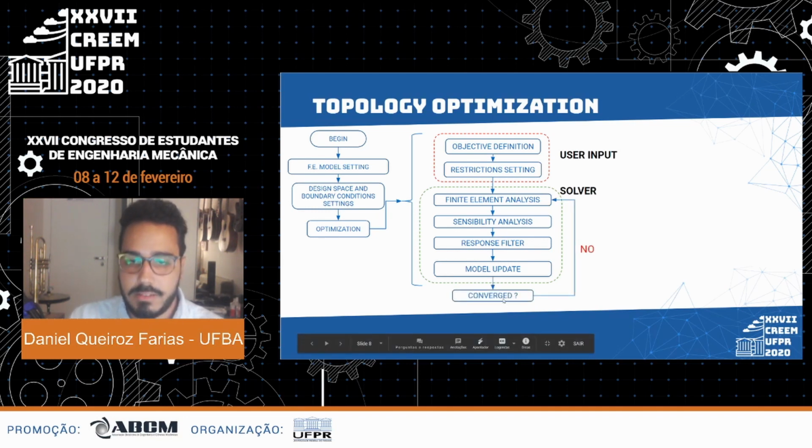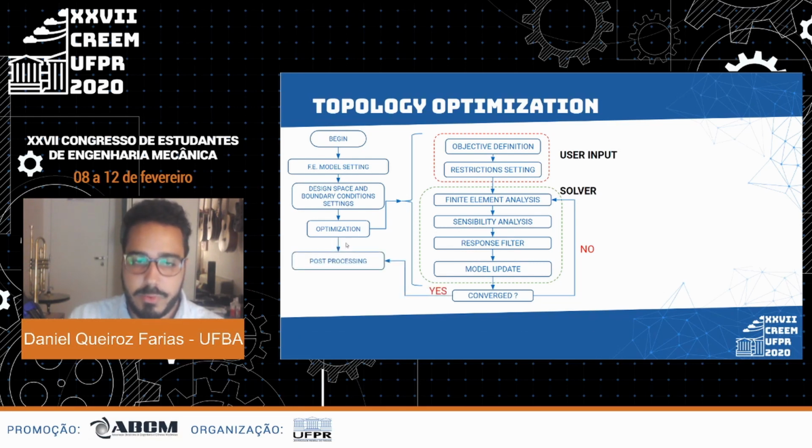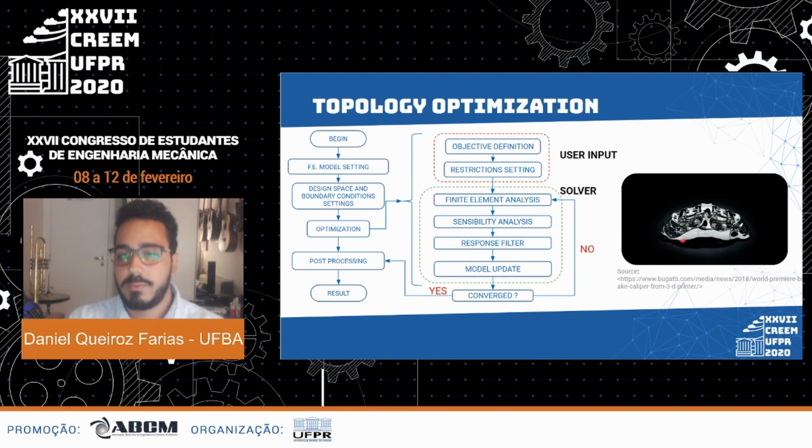If the model hasn't converged, the process begins all over again from the finite element analysis, and it goes through until it converges. After the convergence, the post-processing is made, and finally we can achieve the results. On the right, we can see a topology optimized part. It's a brake caliper from Bugatti, and the topology optimization was coupled with a thermal analysis to achieve this result.